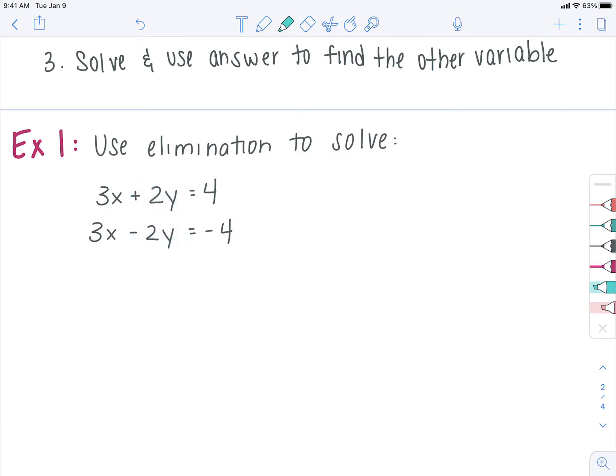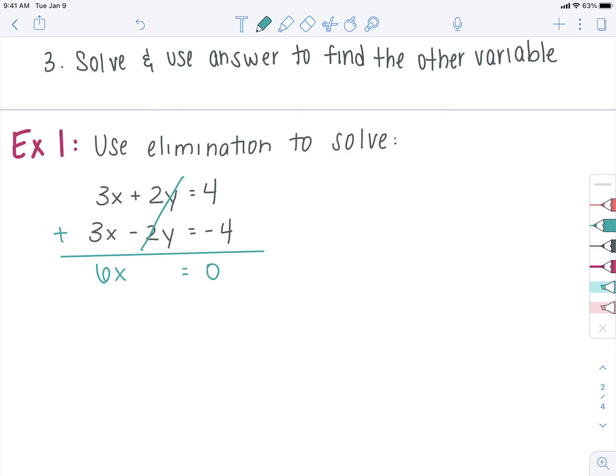In order to do that, I am actually just going to add the equations together as if it was a big addition problem like back in the day when you would add like 364 and 529 and you would just go straight down and add the numbers up. So I'm going to say, okay, 3x plus 3x gives me 6x. 2y minus 2y, I know is going to cancel out. I'm going to bring down my equal sign. And I'm going to go 4 minus 4 gives me 0.